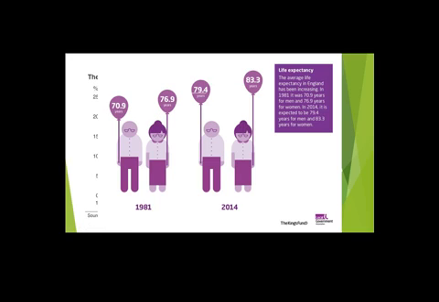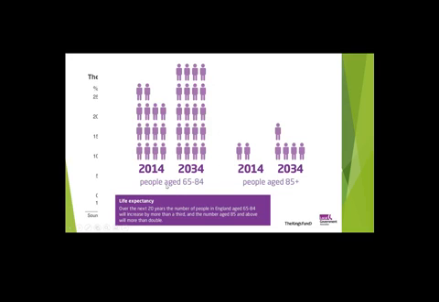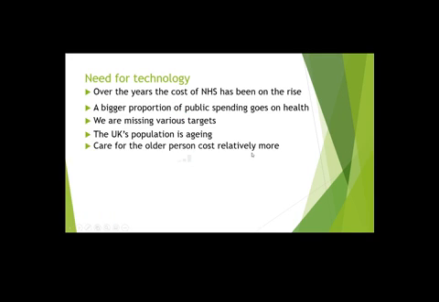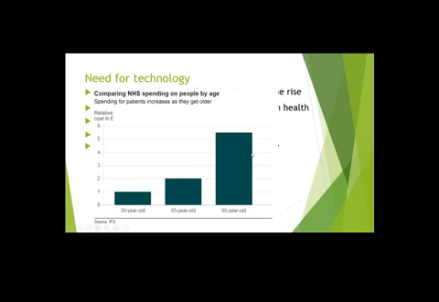We've been living longer, but because of that, the older you are, the more complex your problems are, and hence they cost much more money. More people are going to be elderly as a proportion of the population, and care for the elderly costs more because they have more complex problems.